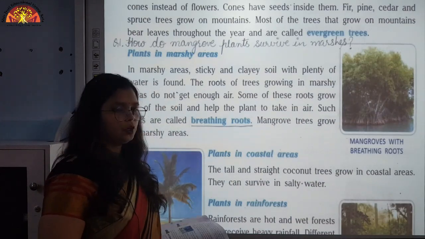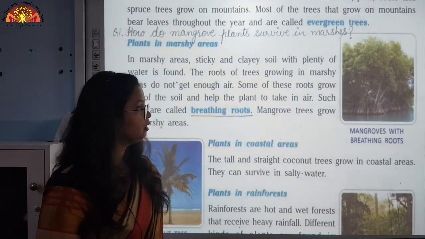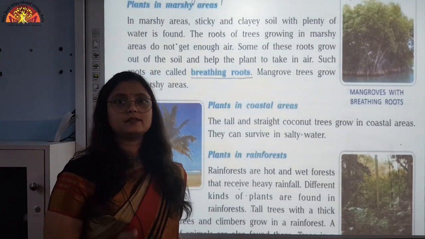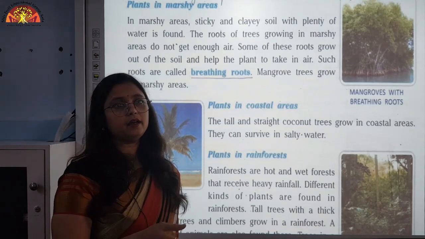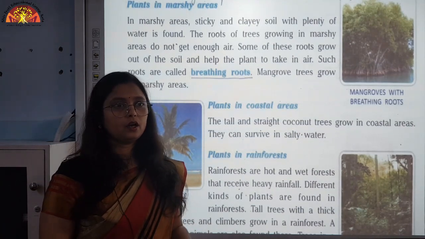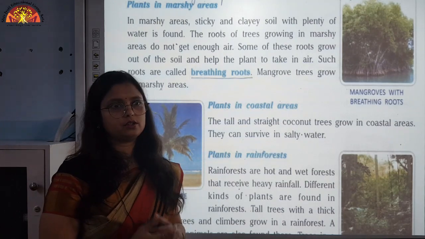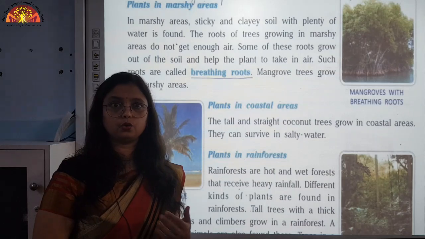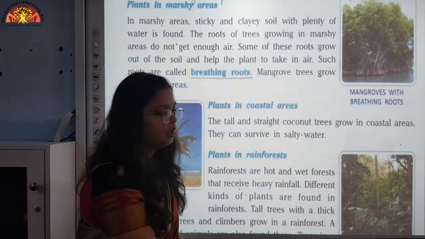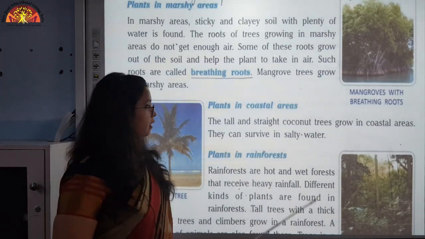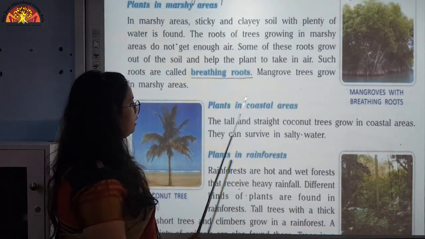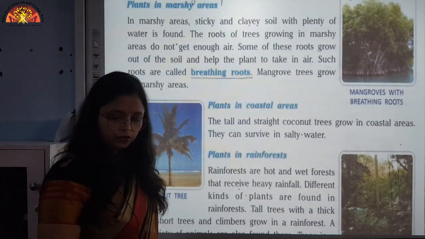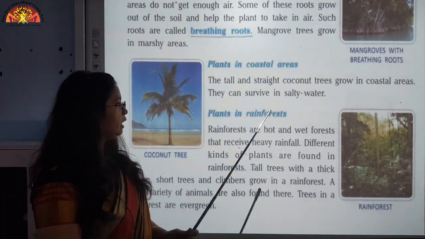So now we move to our next topic, that is plants in coastal areas. Now students, what are coastal areas? Coastal areas is the land along the sea, okay. Now you all know that sea water is salty water. So plants growing over there are adapted to grow well in salty water. The plants which grow over here are the coconut trees, and they are tall and straight and can survive in salty water. Now we move to the next, that is plants in rainforests.